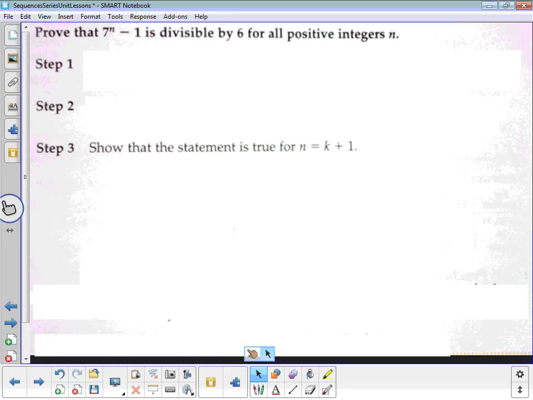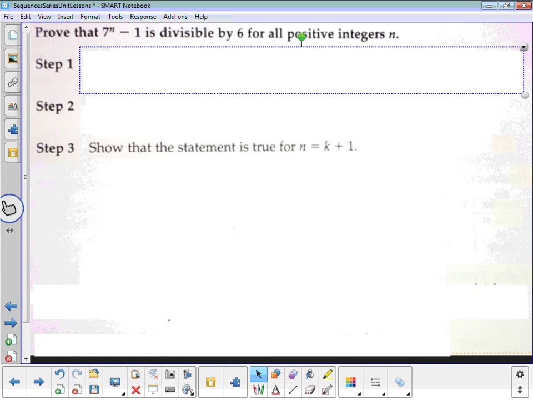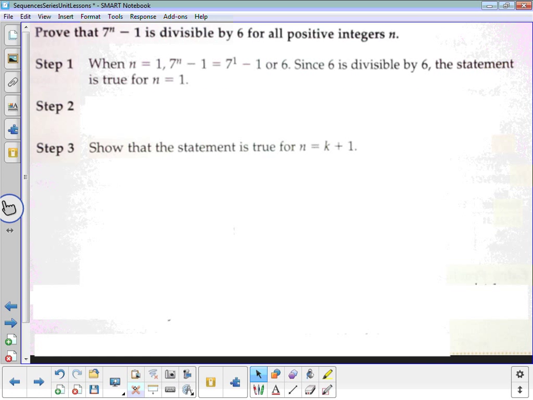Okay, I want to prove that 7 to the nth power minus 1 is divisible by 6 for all positive integers n, for any positive integer n. So my step 1 is I have to prove it's true for at least one of them. I'm going to go ahead and put the 1 in. If I put a 1 in, n equals 1, 7 to the n minus 1 becomes 7 to the first power minus 1, which is 6. And 6 is divisible by 6. So my statement is true when n is 1.